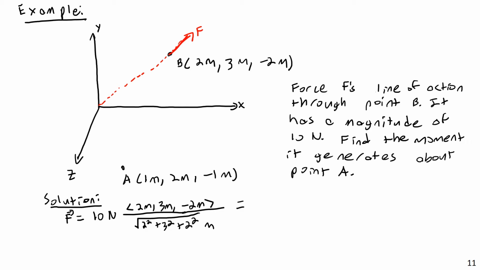2, 3, negative 2. And then divided by this, okay, so square root of, well, we have 2 squared plus 3 squared plus 2 squared, and that will be 17. Oh, I didn't need a calculator for that, that's for sure. So basically that vector, 2, 3, negative 2 times 10 divided by the square root of 17. And I'm just going to do this as an ugly decimal. And this then comes to 4.85 newtons, comma, 7.28 newtons, comma, negative 4.85 newtons.